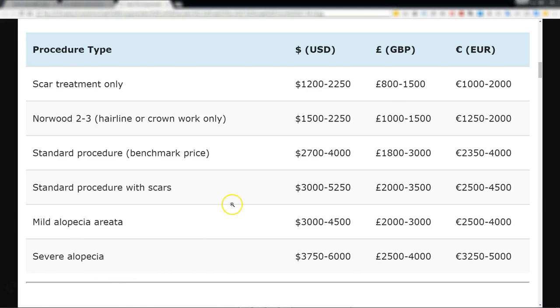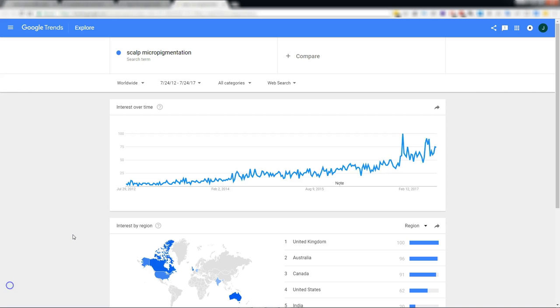So the treatment will set you back, let's say, between £800, or $1,200, to £4,000, or $6,000. And when you consider the lifetime value of this permanent treatment versus Propecia, you can see that the benefit is really there. Now, I have to be honest with you right now.